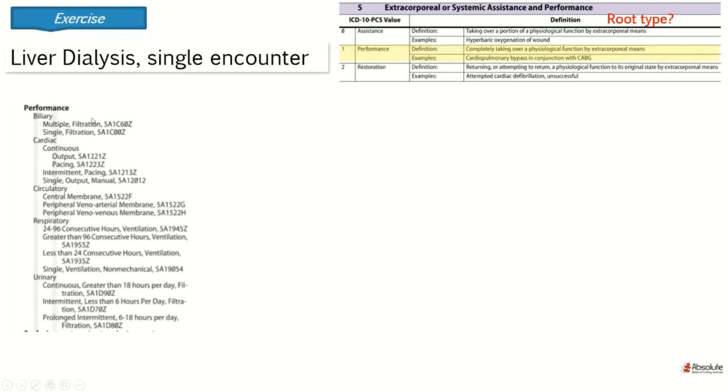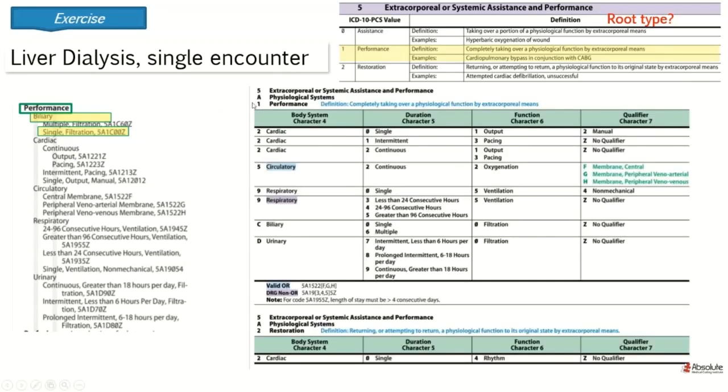So we're going to look up performance, biliary, because biliary means liver, bili means liver, and single filtration, 5A1C00Z. Let's look up our corresponding table, 5A1 table. There you go, 5A1, extracorporeal or systemic assistance and performance, physiological systems, because it completely took over a physiological function by extracorporeal means, performance.